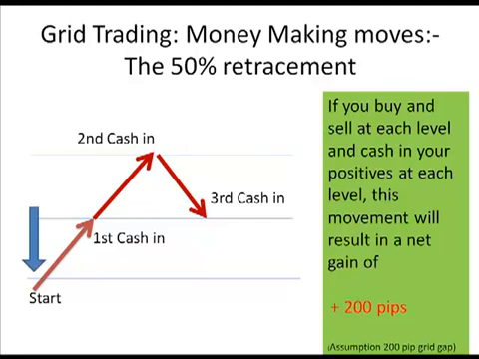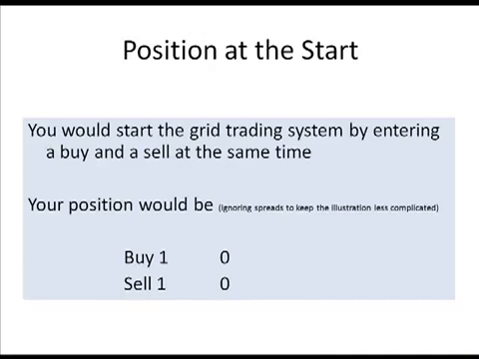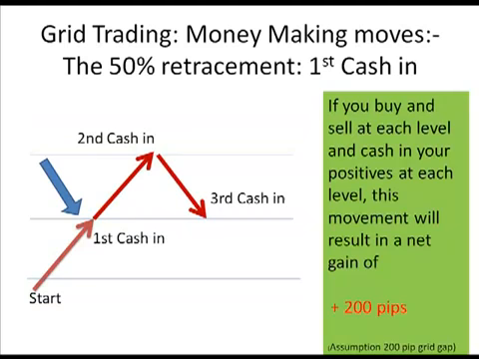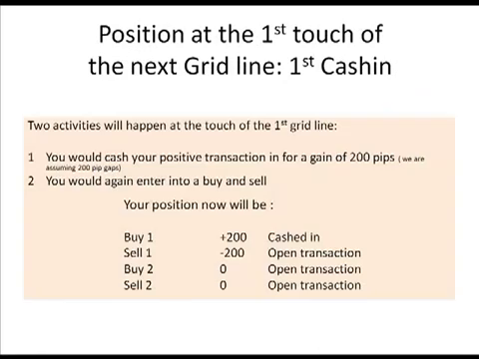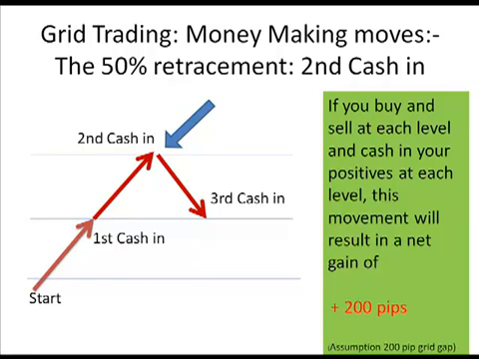So let's go through that very carefully. Let's go to the start. Again, you're breaking even. Then you move to the second level, which is the same as the previous example. There you cash in your buy. Your sell is then an open transaction, which is negative 200, and you then enter two new transactions, which is a buy and a sell, at the current price. Then price moves to the next level, and you basically do the same thing again.